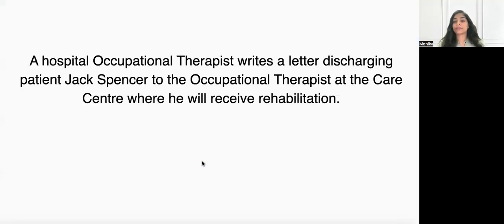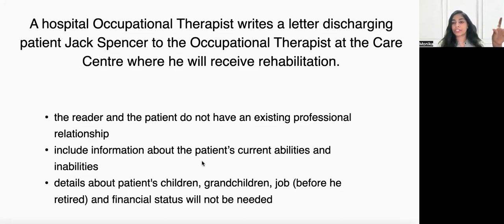Now, let's look at this particular case note here, where it says that a hospital occupational therapist, just a general hospital occupational therapist, writes a letter discharging patient Jack Spencer to the occupational therapist at the care center where he will receive rehabilitation. So we are writing to an occupational therapist. And the question that I want to ask myself again: is there a professional relationship between the two? What I see is there is no professional relationship between the two. So I will have to present the information as brand new, right?